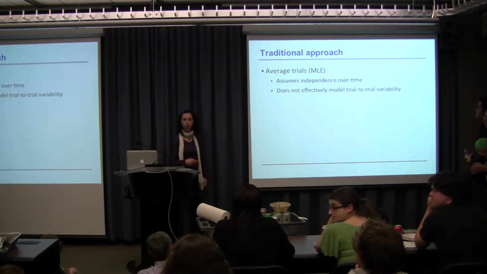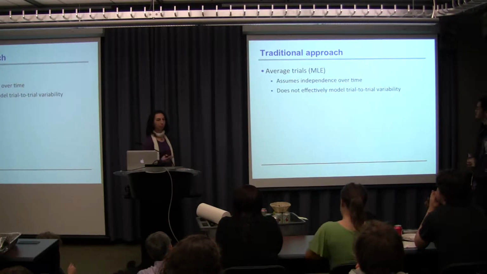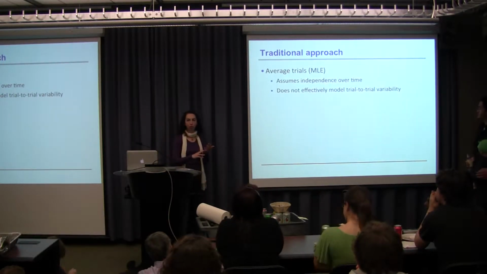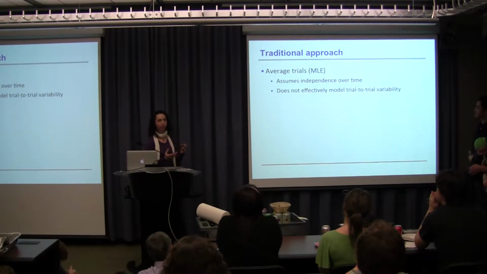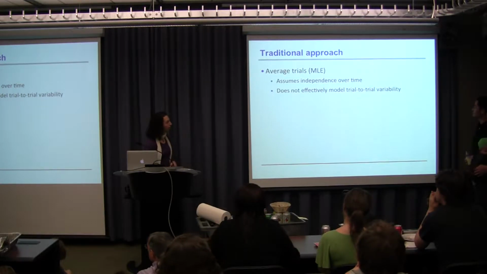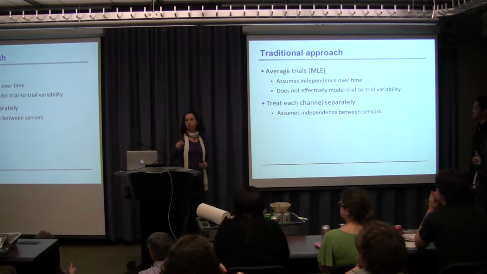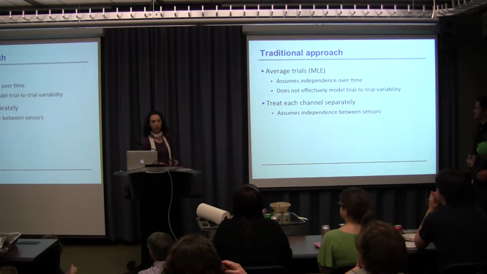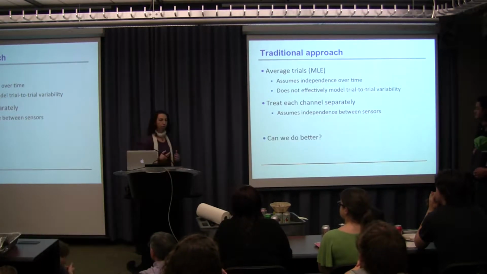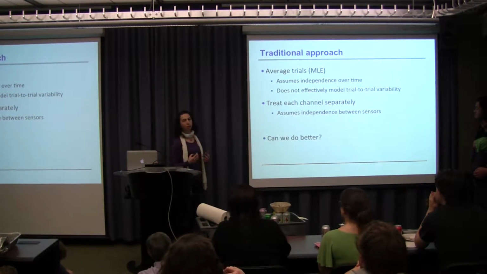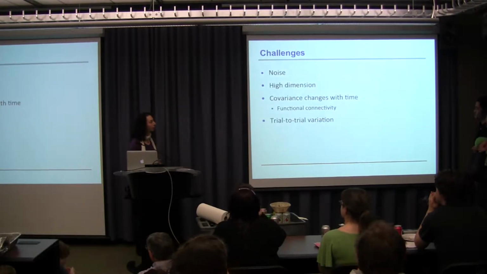Okay, well, traditional approaches to modeling this type of data have typically relied on just doing maximum likelihood estimation, averaging over all of our different trials, and this assumes independence over time as well as a very simplistic model for the trial-to-trial variability. In addition, the approaches tend to model every channel, so every sensor's time series, independently. Clearly, there are correlations between the sensors in this application. So, of course, we're interested in if we actually capture the features of this data in this way, can we do better in modeling these time series?